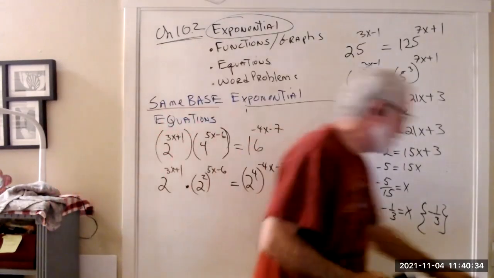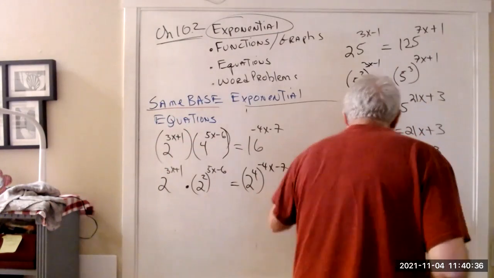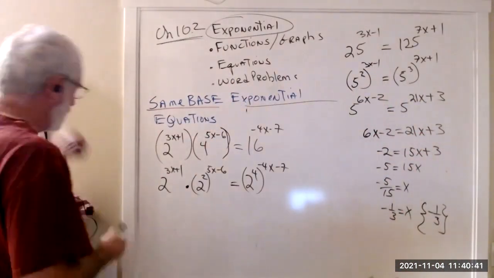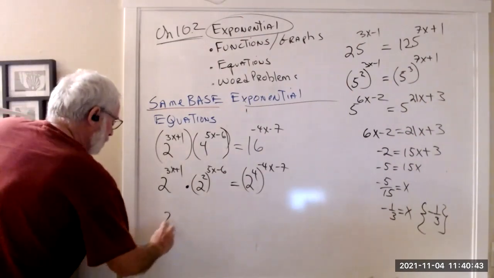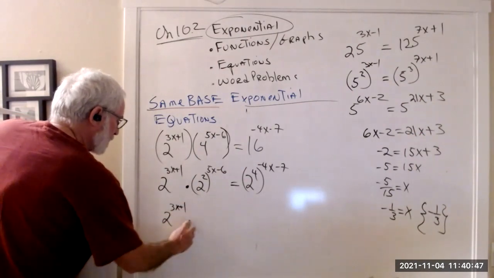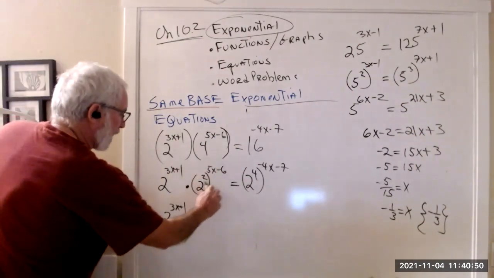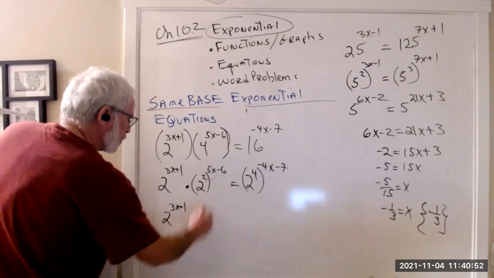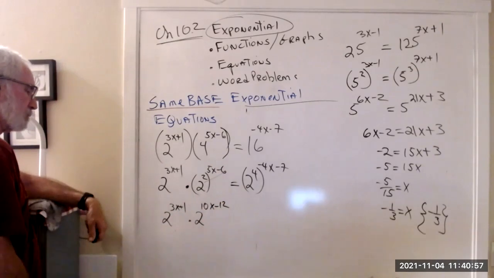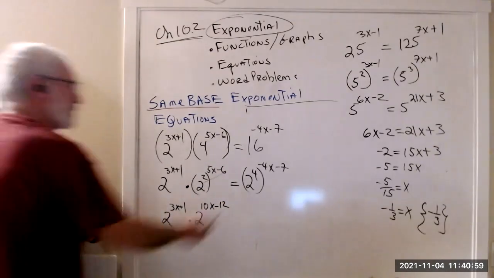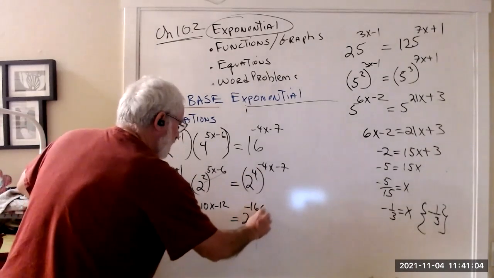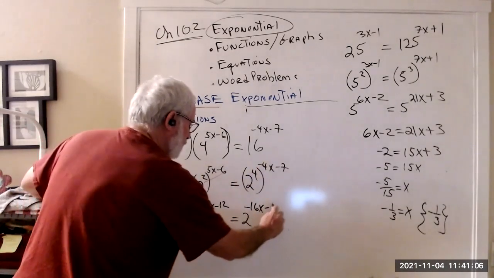Okay. But if you could do it in your head, great. If you need to go to scratch paper, great. Doesn't matter. All right. This stays 2 to the 3x plus 1 times, this is a power raised to a power, so this is 2 to the 10x minus 12. This is a power to a power, so it equals 2 to the negative 16x minus 28.